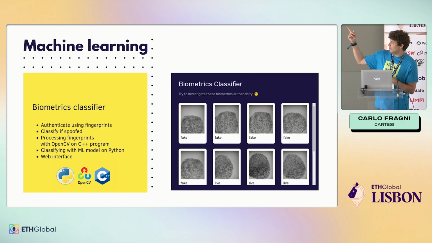How does it work? He gets inputs as a fingerprint image, then has a first C++ program using OpenCV. It processes this image and describes it in an array of features that is fed into a Python program with a really cool machine learning model he trained. And this model was trained to differentiate a real fingerprint from something spoofed from silicone or paper or anything like that.